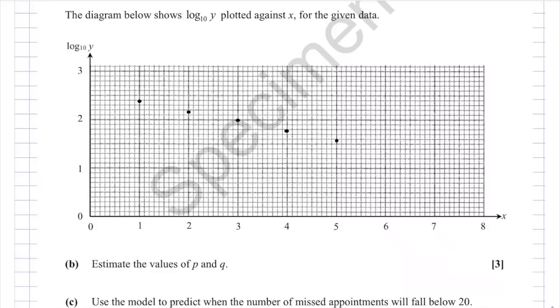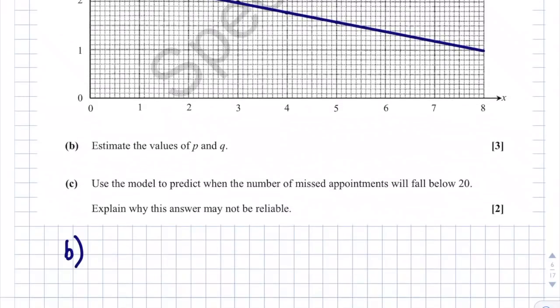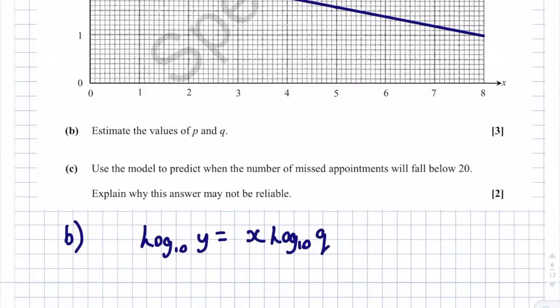Then it says the diagram below shows log to the base 10 of y plotted against x for the given data. Part B says estimate the values of p and q. We've got 5 data points here, and we can draw a line of best fit to represent the equation of the line that goes through each of these points. This would look something like this, and as shown in the previous part, we know that this line has the equation log to the base 10 of y equals x log to the base 10 of q plus log to the base 10 of p.